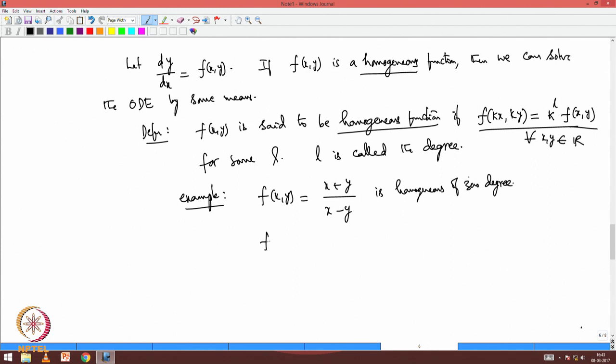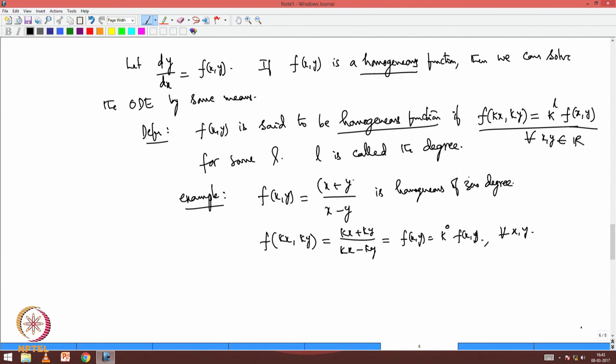Degree 0, because f of kx, ky is equal to (kx plus ky)/(kx minus ky), which is equal to again f of x, y. So, that means you have k power 0, that is 1, times f of x, y. This is true for every x, y. So, it is homogeneous of degree 0.